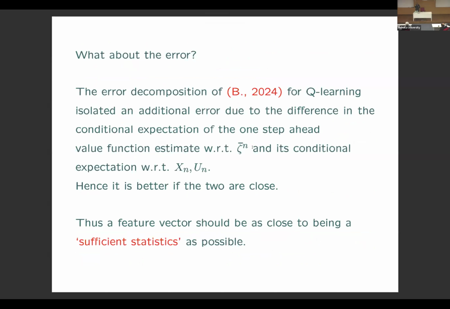The error bound splits nicely into a sum of individual terms. One is discretization error, then error due to martingale noise. And what's new here is also an error due to non-Markovianity. It is what you expect it to be. It's the difference between the conditional expectation of the Q term given the entire past, minus the same conditional expectation given only the current data.